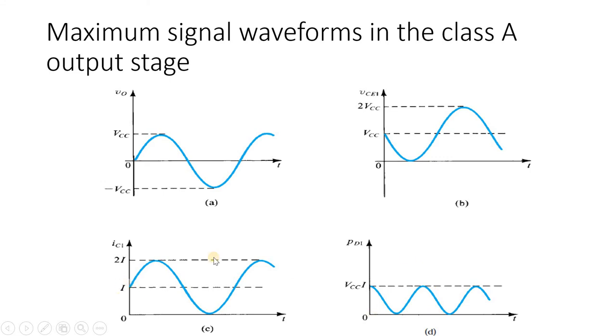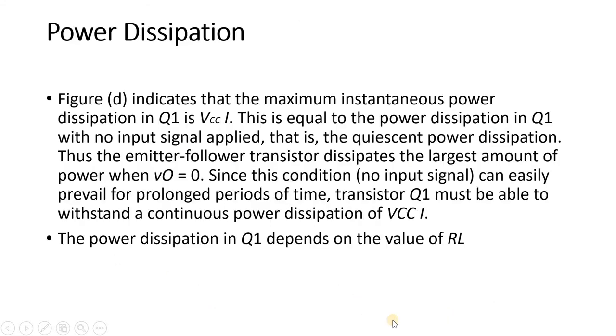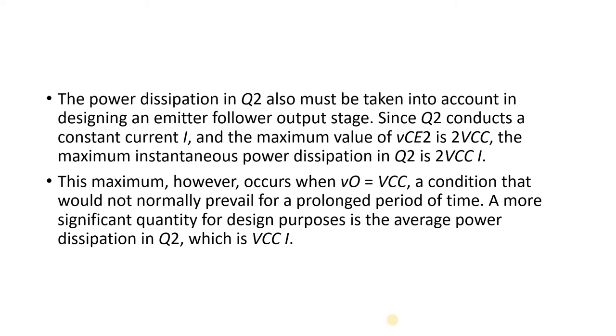Here it is I into VCC. Next, 2 into I into 0 is 0. At this point it is I into VCC, so it is VCC. Next, 0 into 2 VCC is 0. So you get an entirely constant power dissipation, that is VCC into I. The maximum instantaneous power dissipation in Q1 is VCC into I, so it depends upon the value of the load resistance RL.